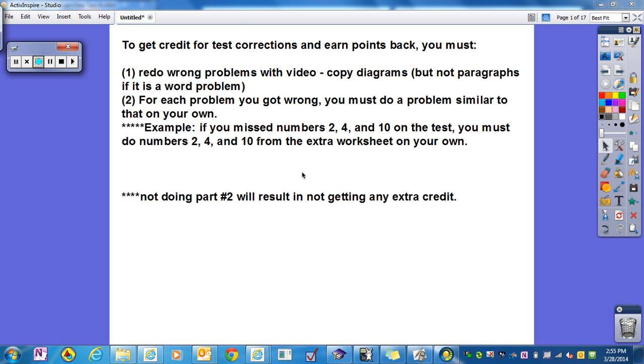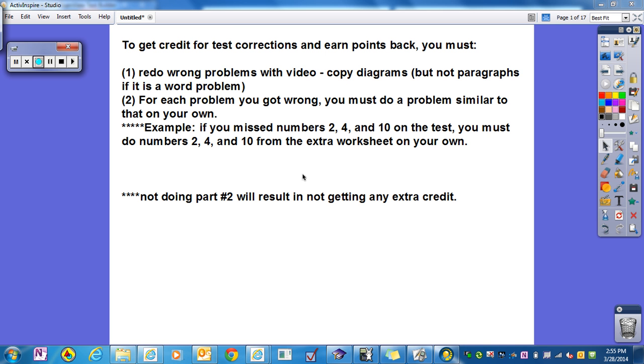Some of these have some paragraphs explaining what the problem is. You don't have to copy that. All I want you to copy is the actual circle or figure. Alright, then once you do that with the video, there is an attached worksheet that has problems similar to the ones that are on the test.